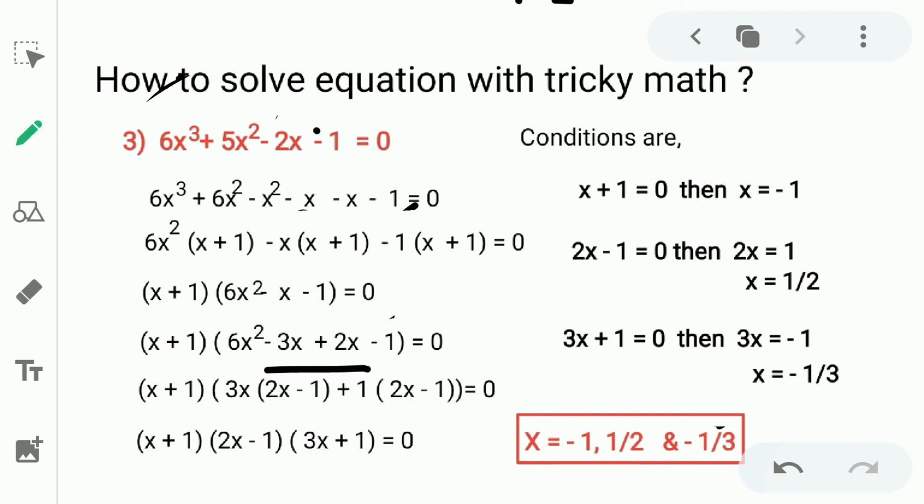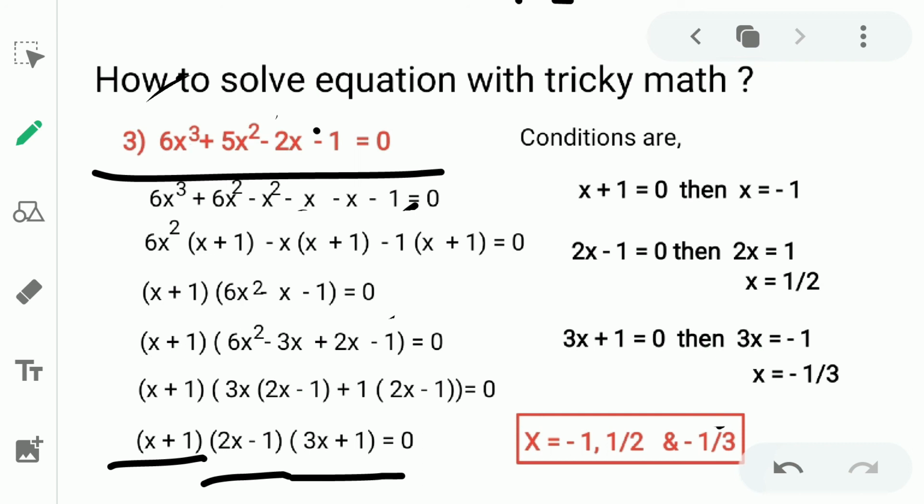Now from here take common. What is common? Here 3x common, so it is like this way, 3x common, 2x minus 1. From here plus 1 common, 2x minus 1. So finally we have x plus 1, 2x minus 1 and 3x plus 1, three factors of this.